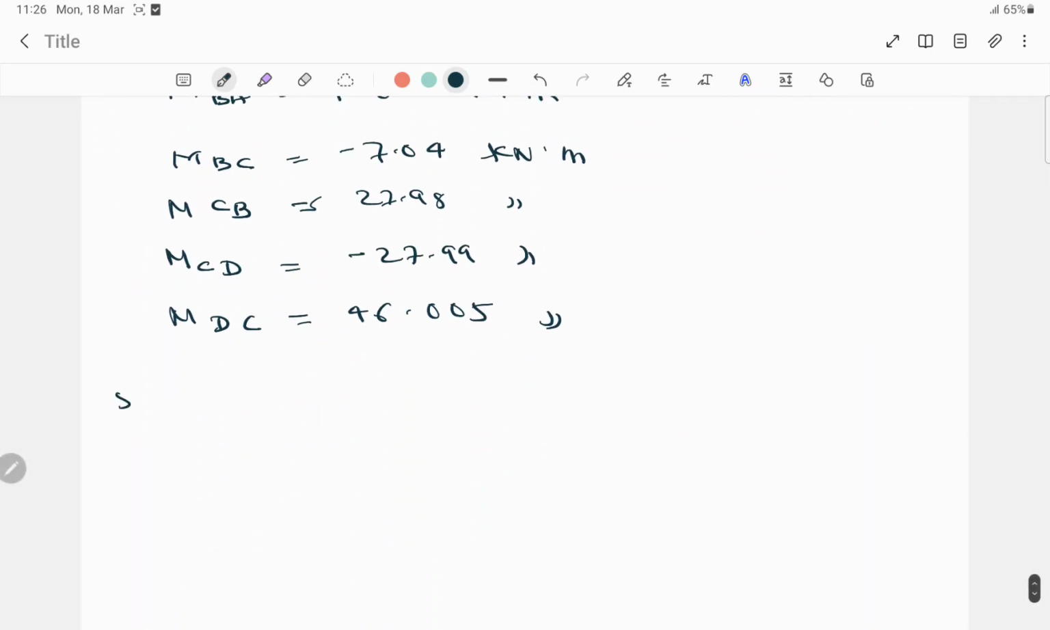Next, step number 5 is to find the support reactions for each span.